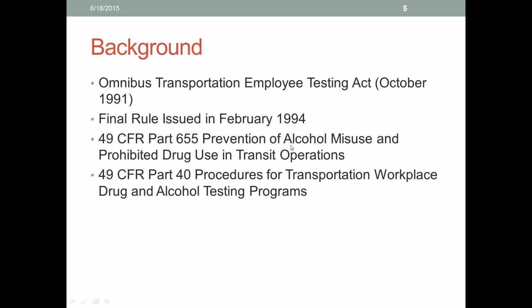Okay. So in essence, what we talked about, those 2 major accidents and a handful in between there, basically signed into law in February of 1994 were 49 CFR Part 655, the prevention of alcohol misuse and prohibited drug use in transit operations, and 49 CFR Part 40, the procedures for transportation workplace drug and alcohol testing programs. In essence, this is here's what you're supposed to do, that's Part 655, and here's how you're supposed to do it, that's Part 40.